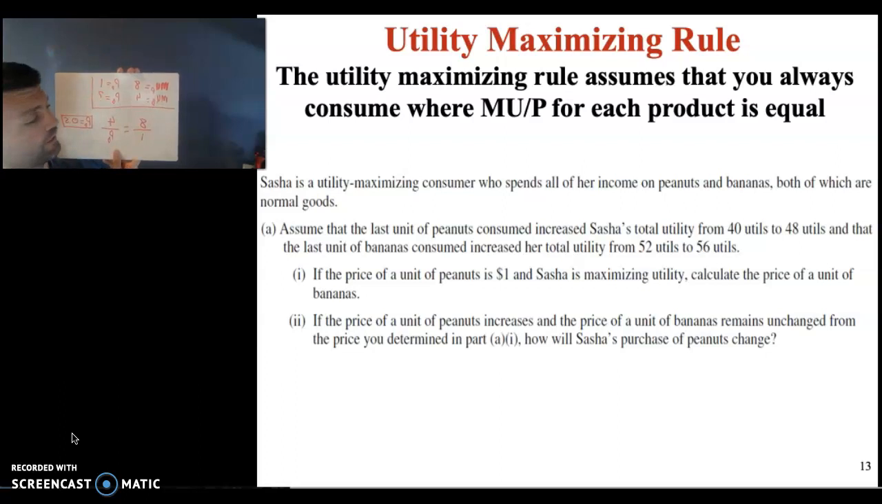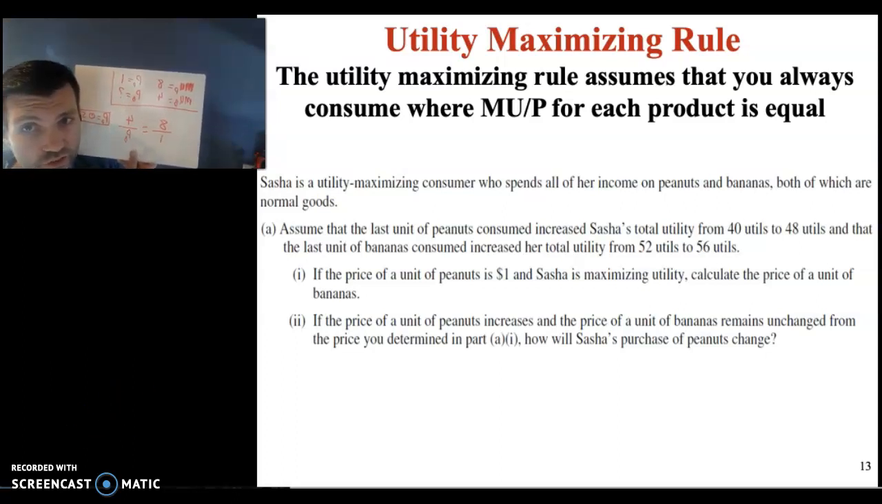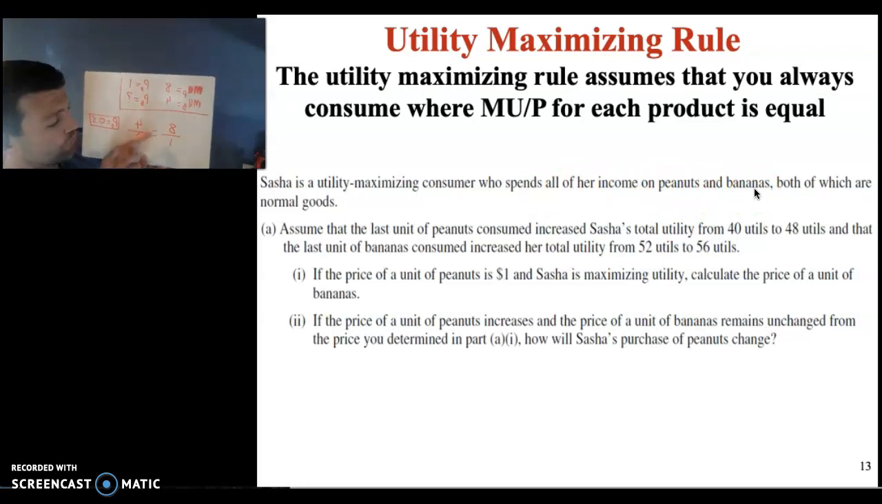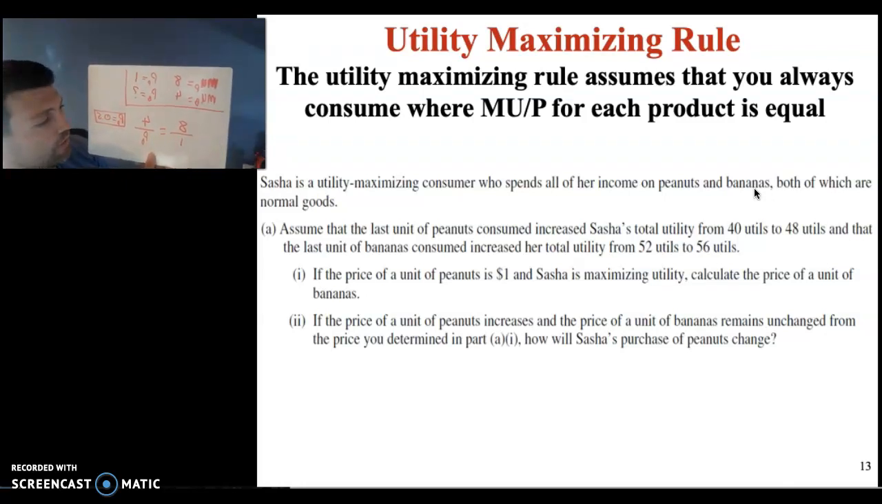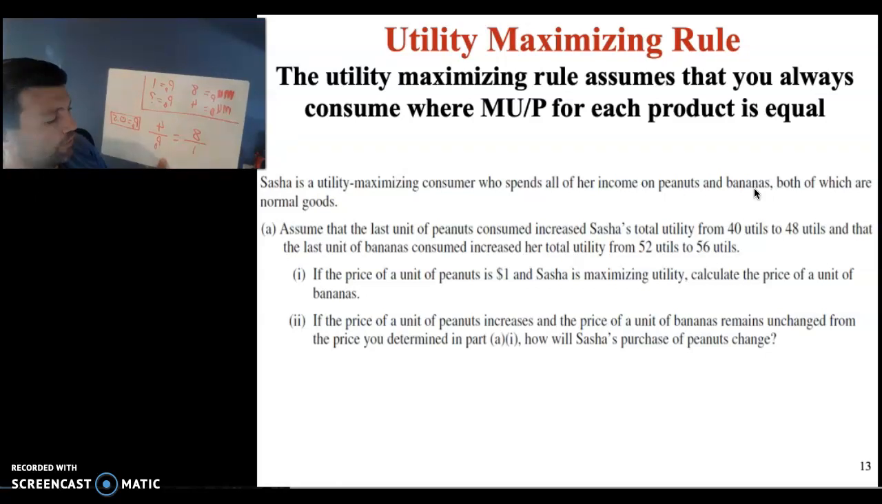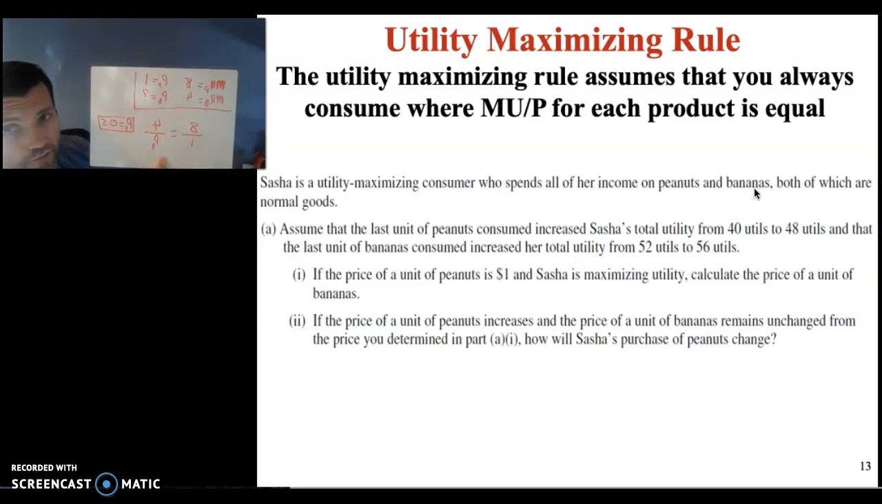So we have that algebraic expression, marginal utility over price, set those two equal. We know that we're supposed to use that because it says Sasha is a utility maximizing consumer who spends all of her income on peanuts and bananas. So when they say she's a utility maximizing consumer, we're assuming that this is true for her. Marginal utility of one divided by price equals the marginal utility of other divided by the price. So 8 over 1 equals 4 over our unknown price of bananas. So the price of bananas is 0.5 or 1/2.